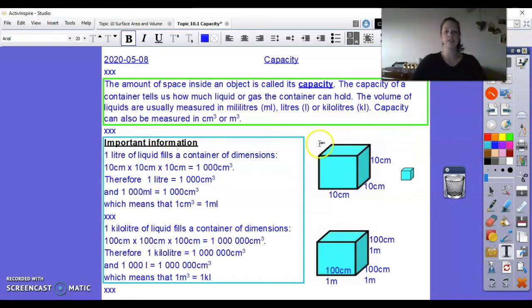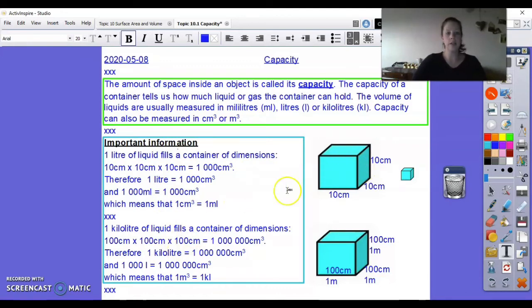Right, let's go back to the screen where we've spoken about how we measure our capacity in milliliters, liters or kiloliters. And then I want to focus on the sentence here where it says capacity can also be measured in centimeters cubed or meters cubed. Right, let's talk about this. This is important information that you need to remember and take in and understand. So I'm going to go through it with you step by step.